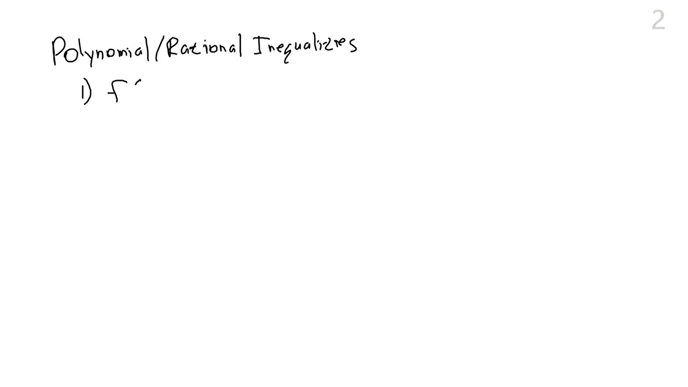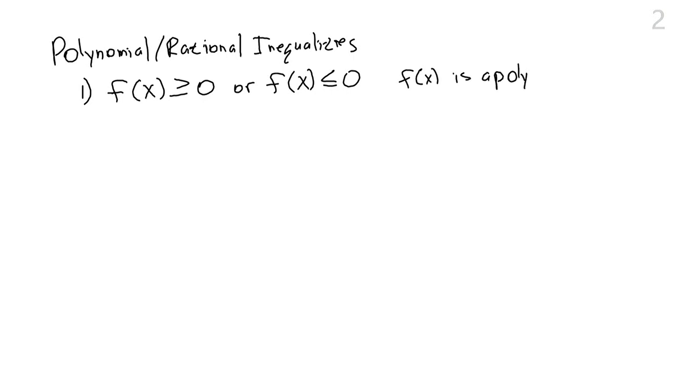The first step is to rearrange your function, whether it's a polynomial or a rational function, so it looks like this with 0 on one side. Now f of x can be a polynomial or a rational function. So that's the first step. If you have some kind of inequality which does not have 0 on one side, you make it into an inequality with 0 on one side.